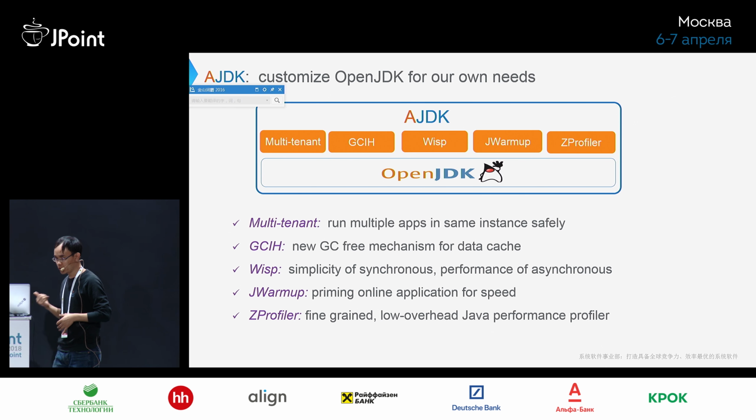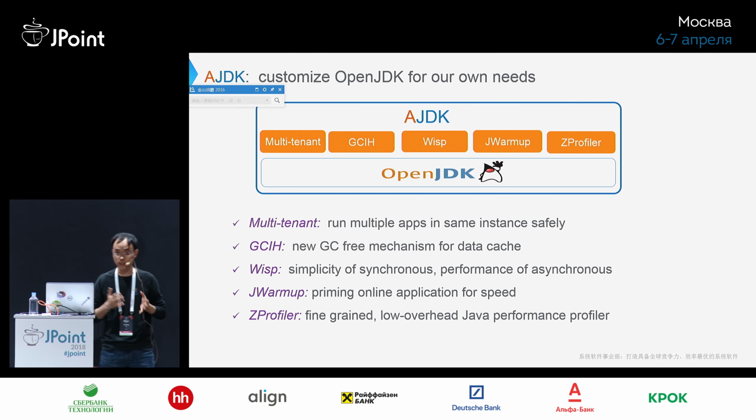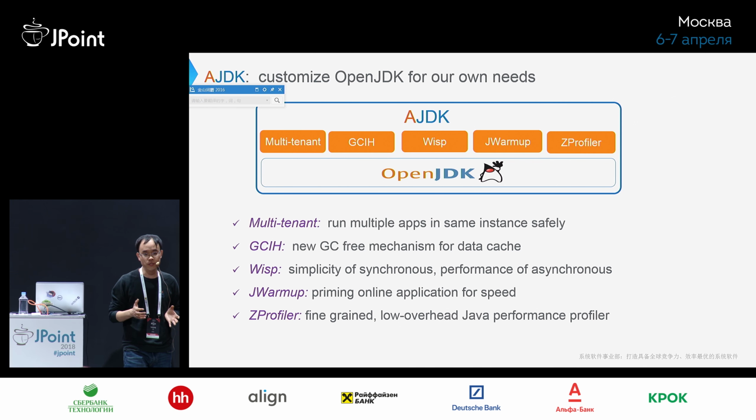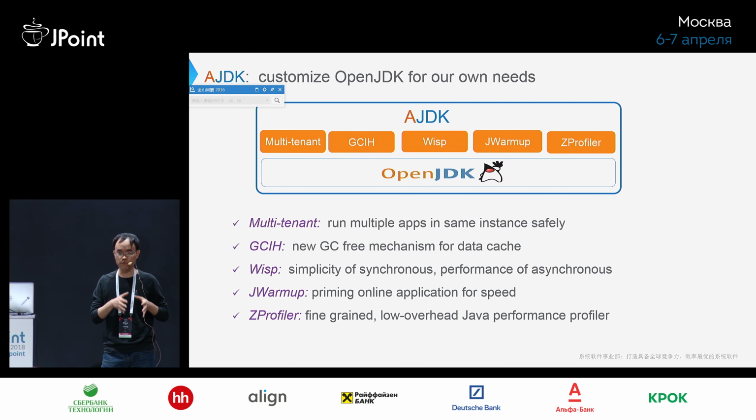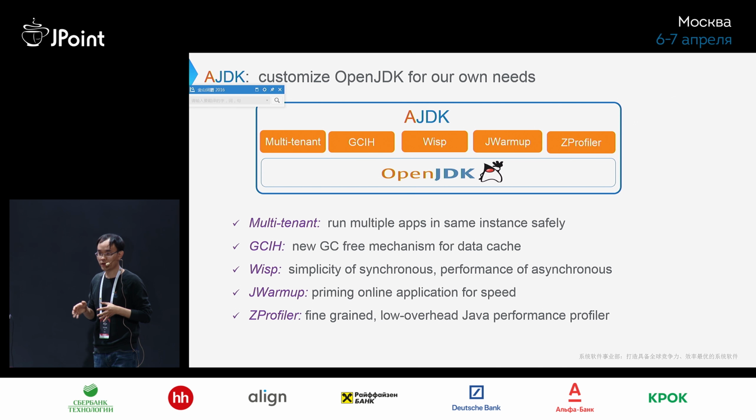The second thing is we created what we call GCH technology. The full name is GC Invariable Heap. It's a GC-free mechanism. You can manipulate objects as normal Java objects, but we don't incur any GC overhead.